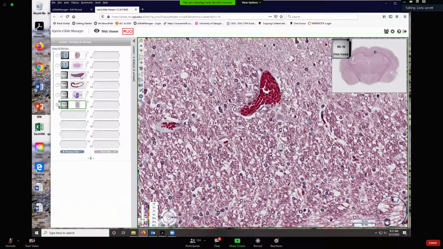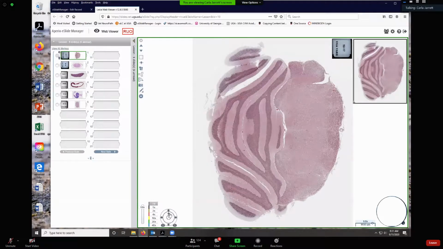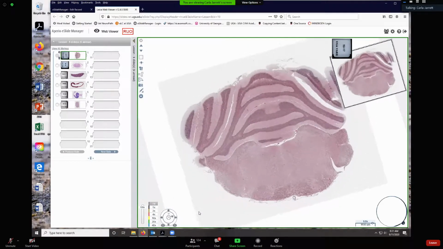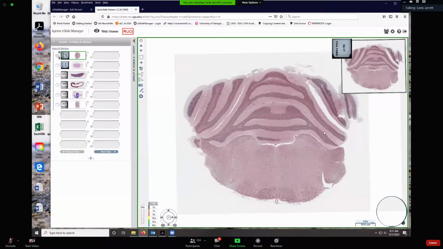Okay, one of my personal favorites is the cerebellum. Why is it my personal favorite? I love tissues that you can ID from across a room.